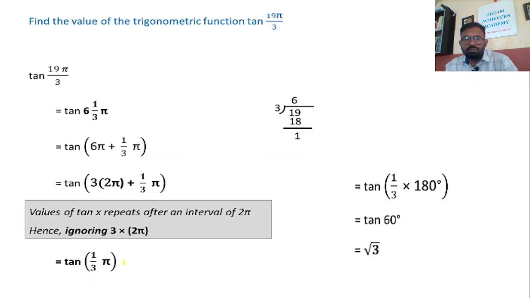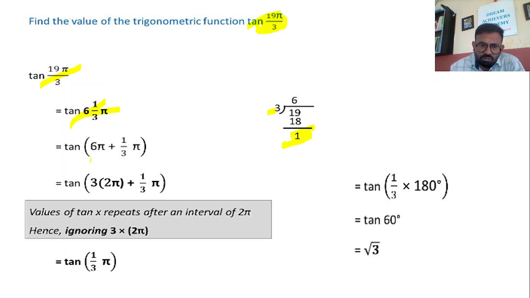This is the value. Next, they are telling us to find the value of tan 19 pi by 3. Here directly they have given in radians. No need to convert, remember. So tan 19 pi by 3, divide 19 by 3. So we will get 6 1 by 3, and we know 3 6s are 18 and remainder will be 1. So I can write it as 6 1 by 3 pi.